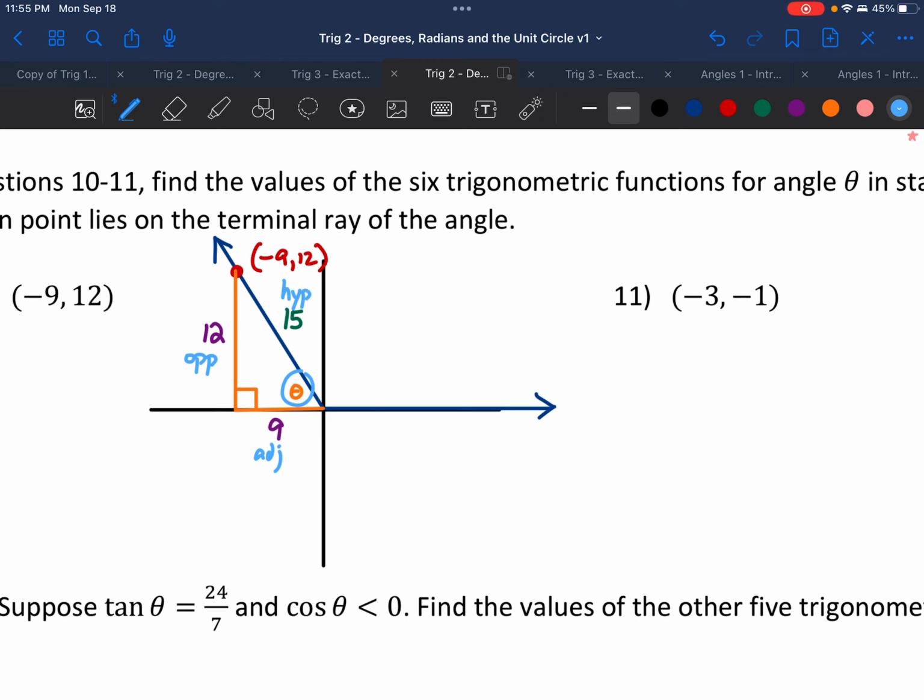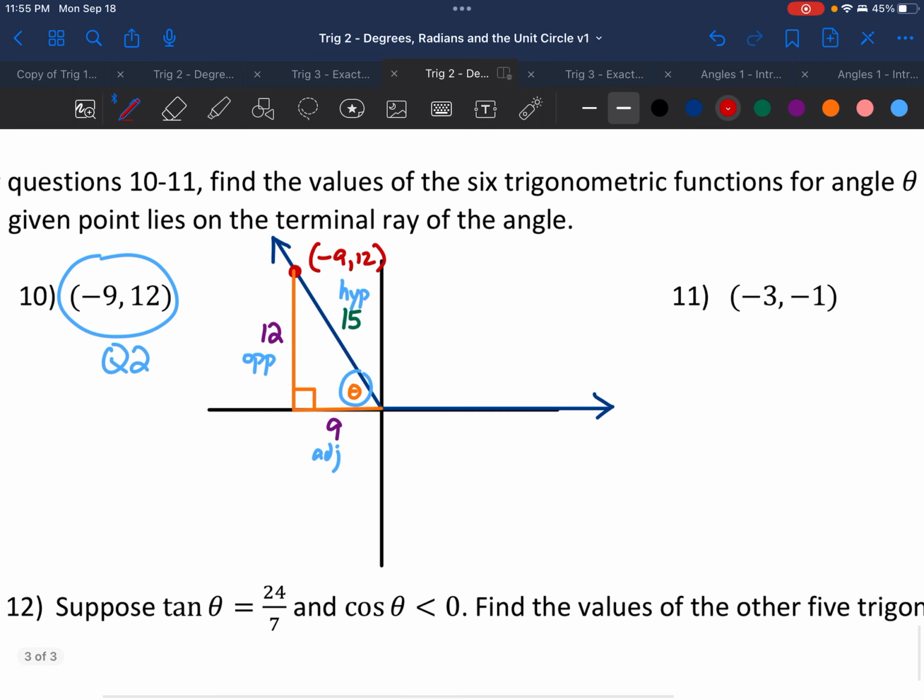The one thing that you do have to concern yourself with is which quadrant you are in. This point, -9, 12, as soon as you see the coordinates, you know this is something in Q2. And as soon as you know that you're in the 2nd quadrant, you know which functions are going to have to be positive, and then everything else would have to be negative.